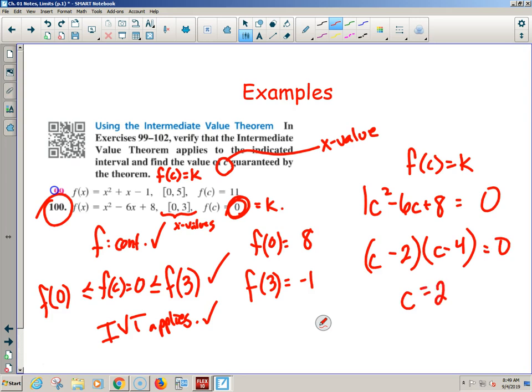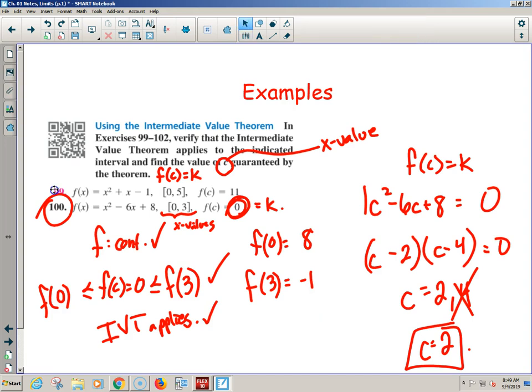C equals... But why am I crossing out 4 and saying the only guaranteed C is 2? It's not between the X's. IVT is all about in between. 4 is not in between. Forget him. And if 0 wasn't in between, forget that. The whole theorem doesn't apply. Whether or not it's actually true, there was no guaranteed existence.